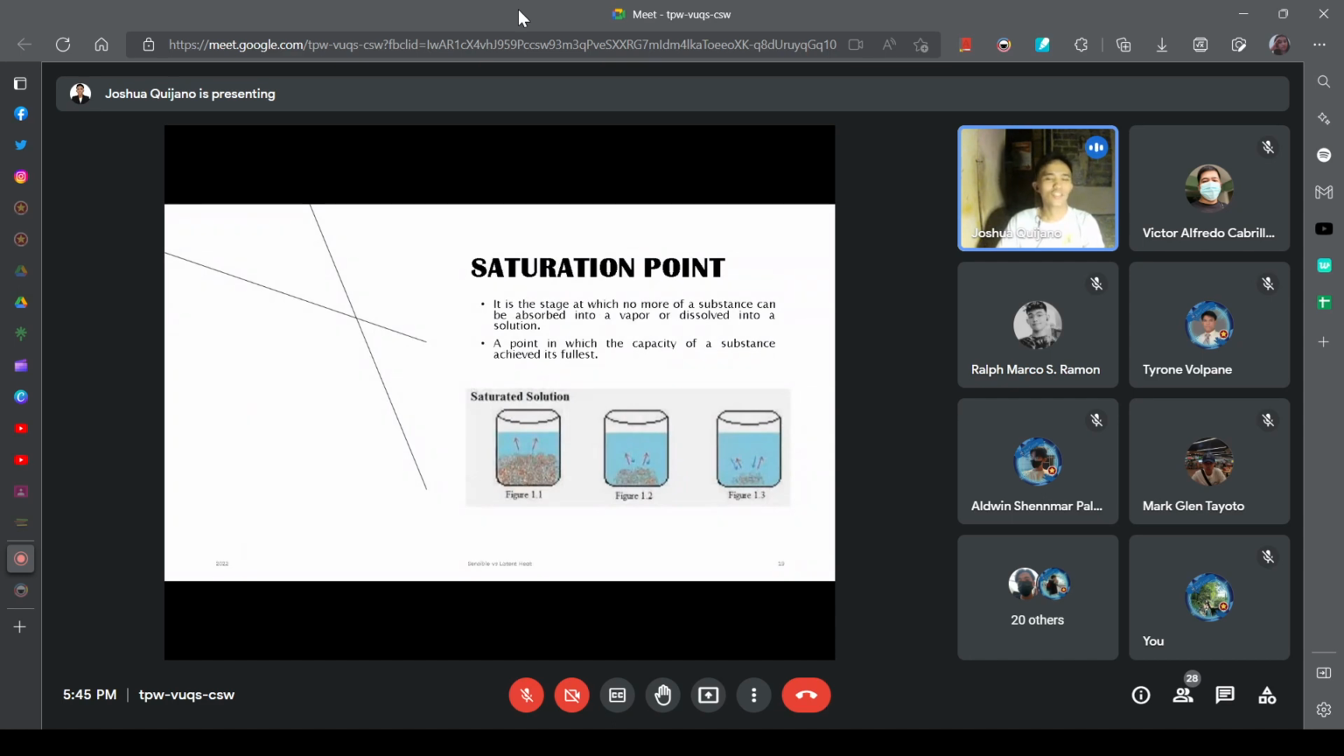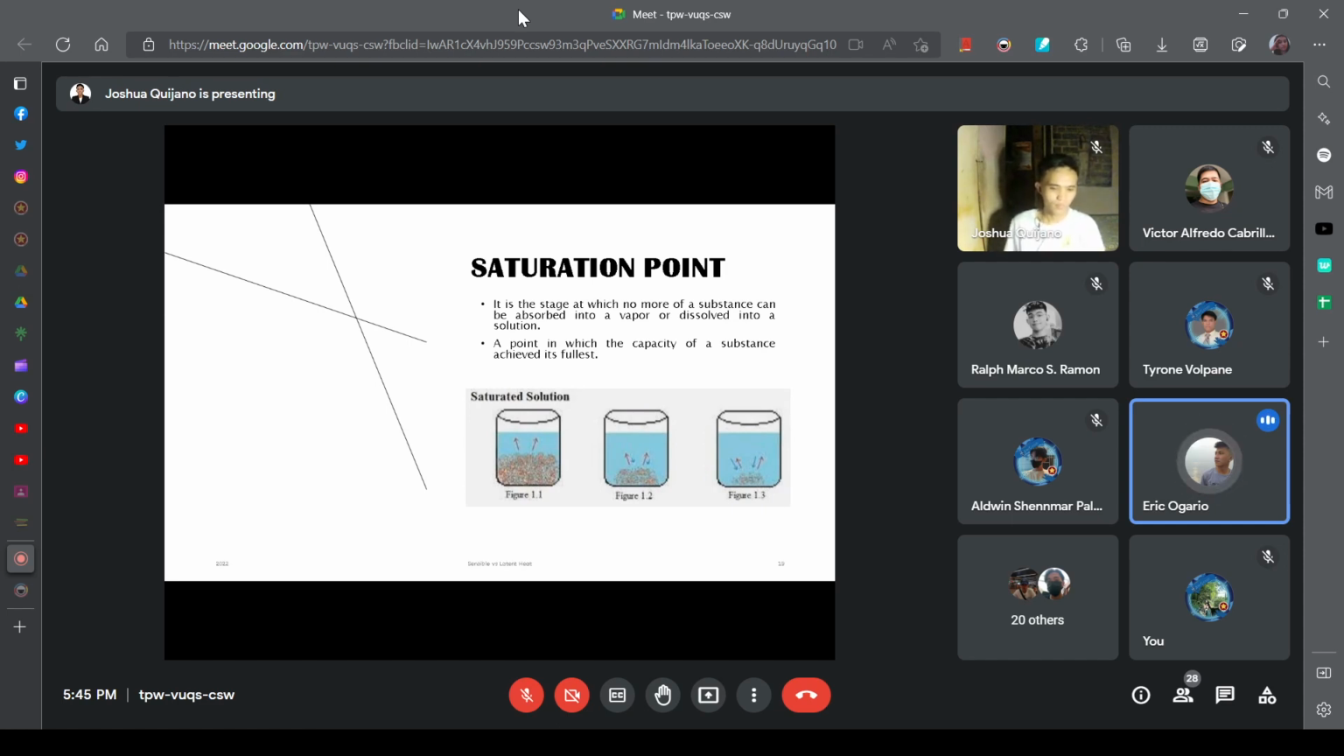What is saturation point? So, saturation point. It is the stage at which no more of a substance can be absorbed into a vapor or dissolved in the solution. A point in which the capacity of a substance achieve its fullest.